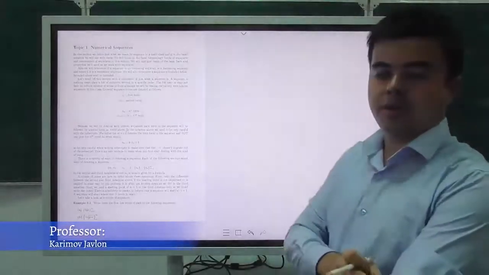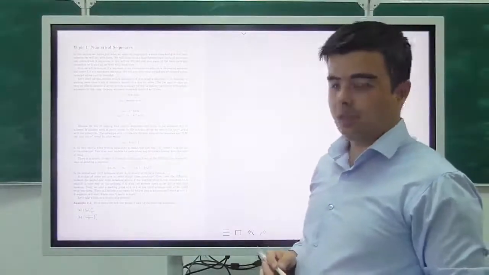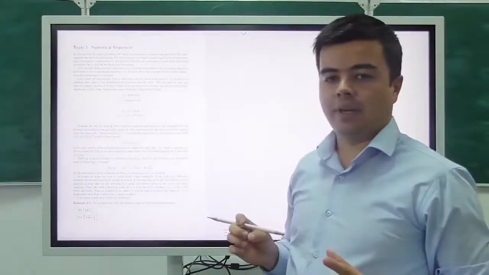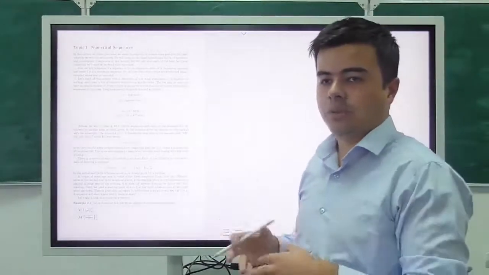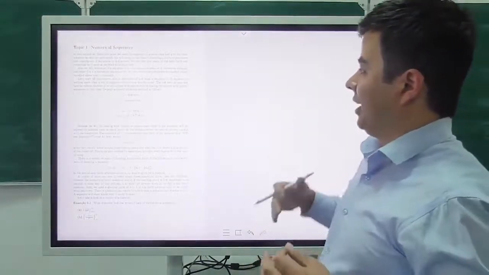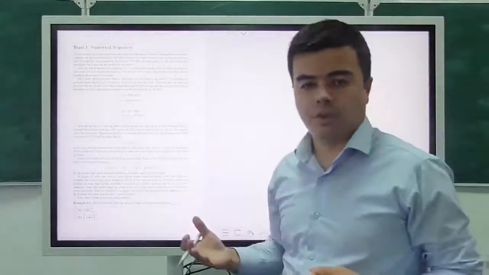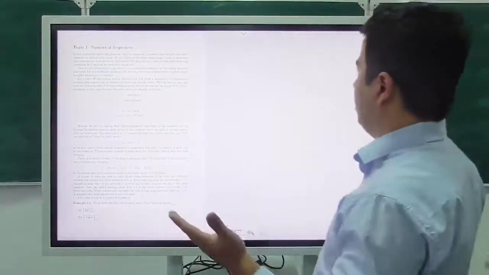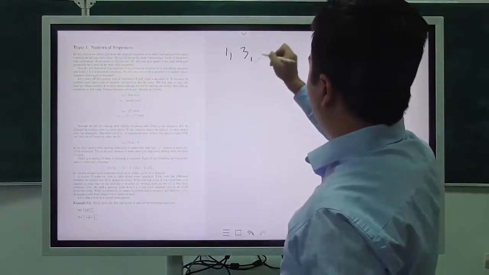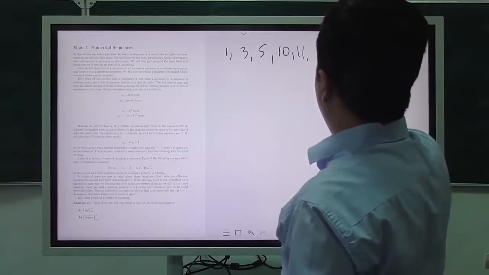Dear students, let's continue our practice on Mathematical Analysis 1. So the next topic is numerical sequences. Firstly, let's give a definition to sequence. What's a sequence? A sequence is a row or list of numbers written in a specific order. For example, any row of numbers. So 1, 3, 5, 10, 11, etc.